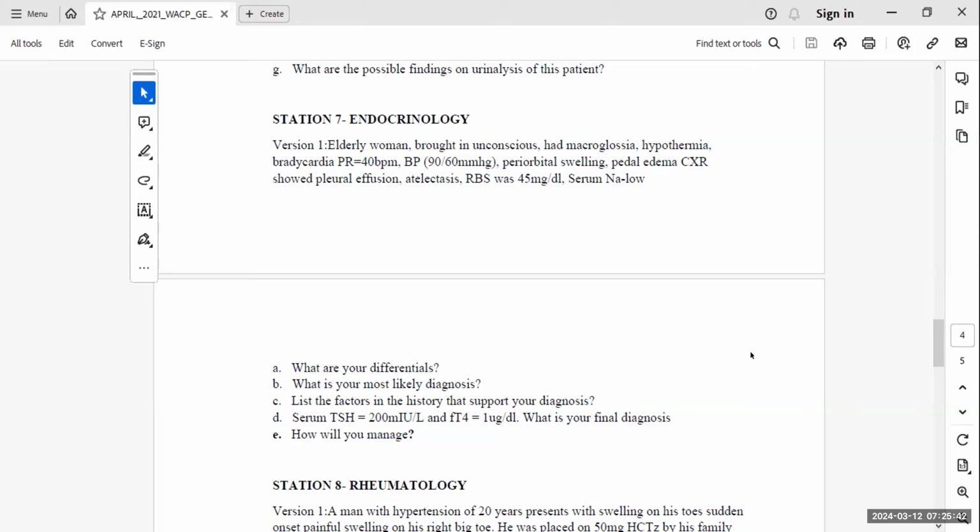I'll also do serial, or at least weekly, thyroid function tests to check the progress of this patient's condition, which most likely should improve. So these are my small contributions concerning the question.